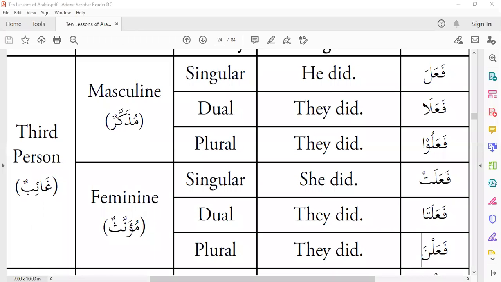Now you have to tell me, number one is obviously going to be third person. We're not doing second person, first person. So this is third person. Obviously, we know that. Is this feminine or is this masculine? Can one person tell me?